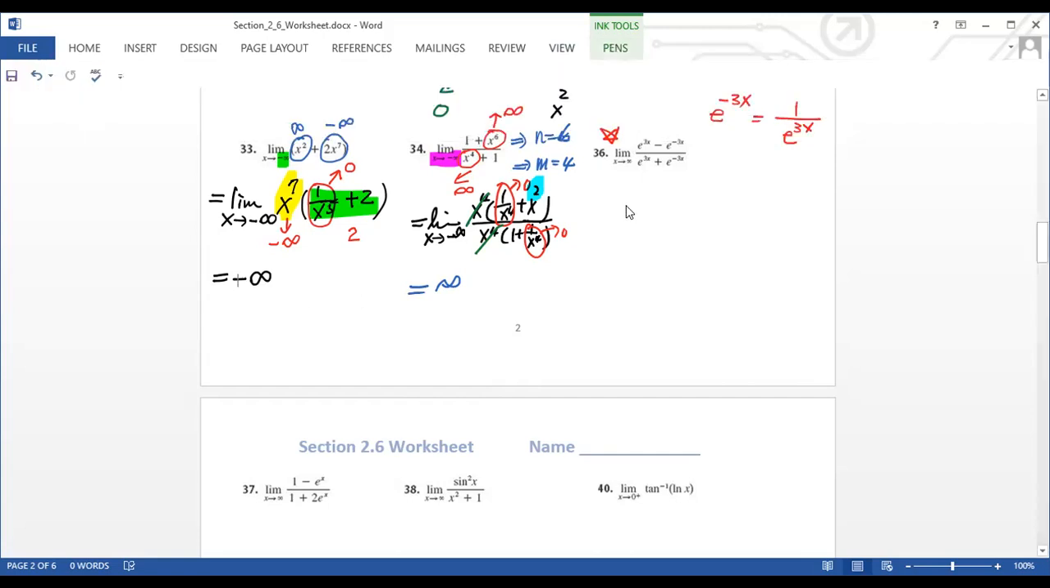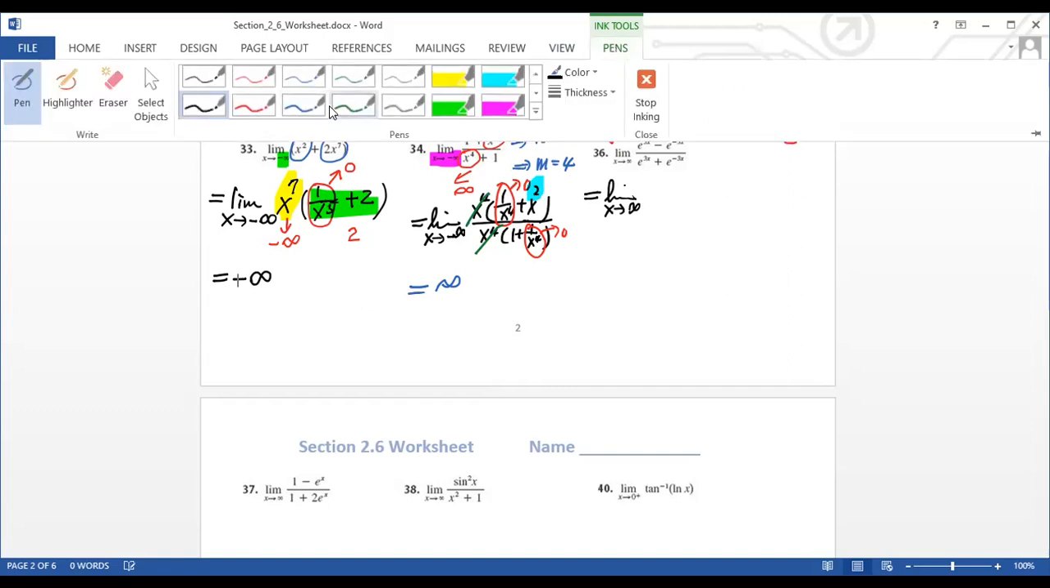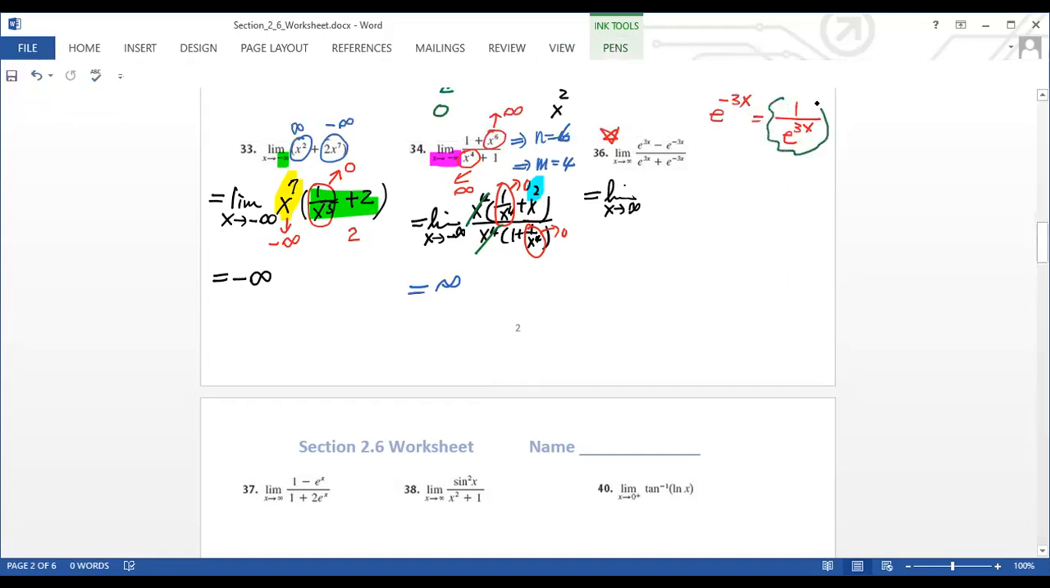Let's see here, the limit as x approaches infinity. If you take a look at these terms here, when x approaches infinity, what is this term going to approach?